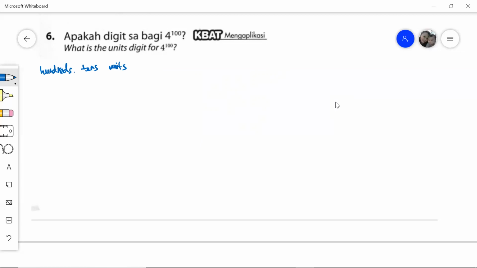We start by scrutinizing specific examples. Starting from 4 to the power of 1, we get 4. 4 to the power of 2, we have 16. 4 to the power of 3, we have 64. 4 to the power of 4, we have 64 times 4, that is 256. You can try to give a few more examples before we deduce it into one conclusion.